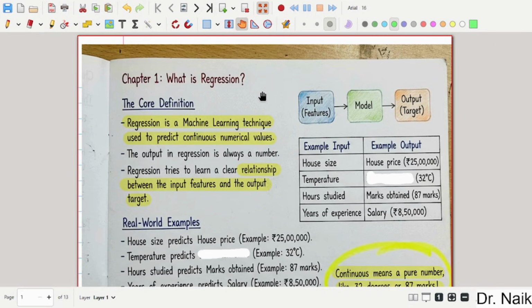Today we will learn ridge regression. But before that, let's recall what a regression is. A regression is a machine learning technique used to predict a continuous numerical value. The output in regression is always a number. Regression tries to learn a relationship between the input features and the output targets.